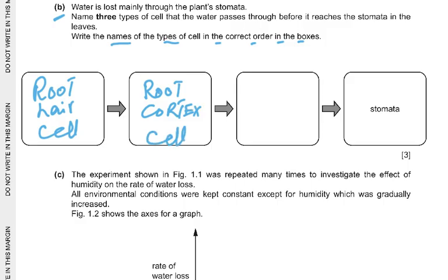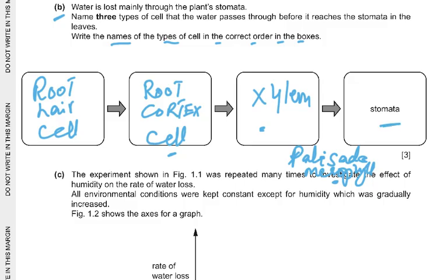And then the xylem vessel, and then the palisade or the spongy mesophyll. So you could have given me any of these. After this, you could have also written palisade. So anything in the correct sequence. So you could have said, instead of root hair cell, root cell or root cortex cell, and then xylem, and then palisade, mesophyll, and then of course stomata.